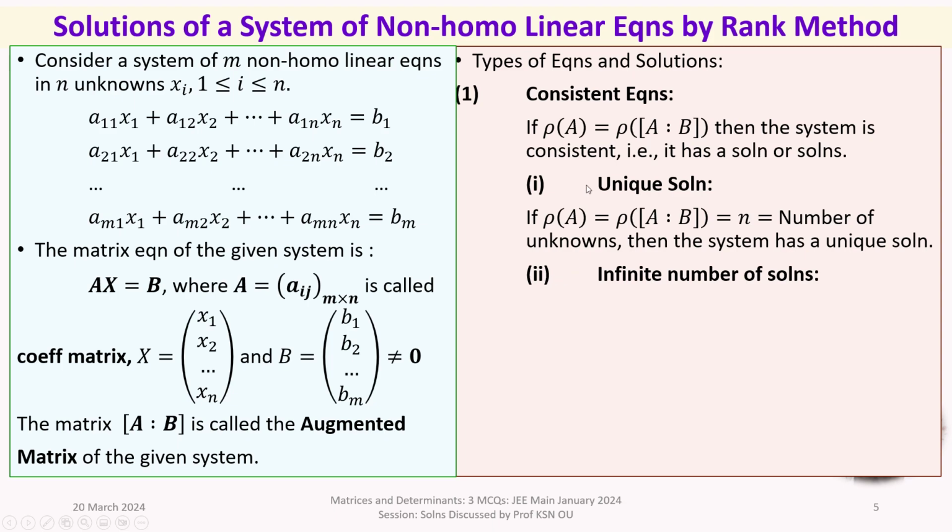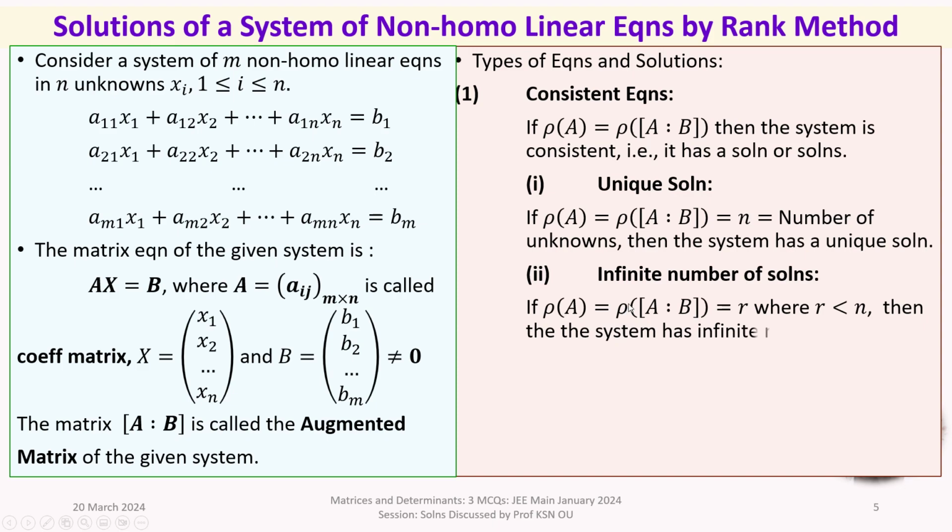Now, when the system has infinite number of solutions: if rank of the coefficient matrix is equal to rank of the augmented matrix is equal to R, where R is less than n, the number of unknowns, then the system is consistent and admits infinite number of solutions. Rank of A is equal to rank of A, B is equal to R, where R is less than n, then the system has infinite number of solutions.